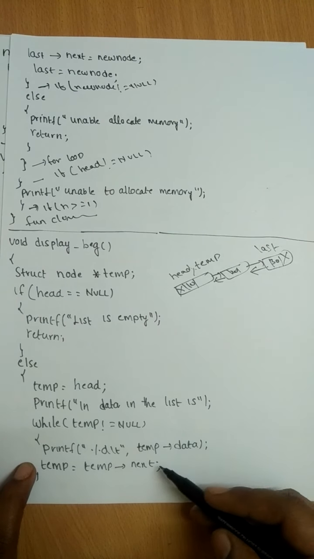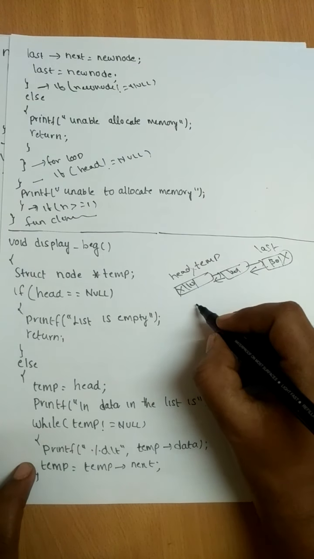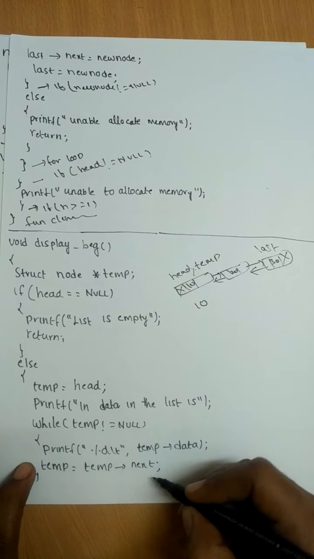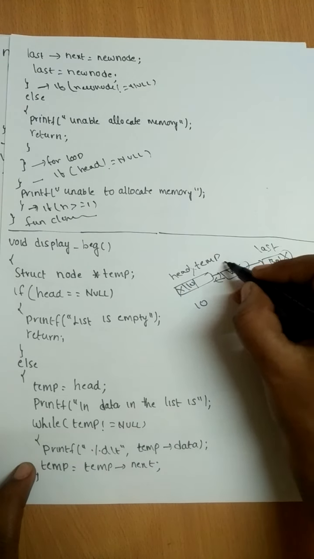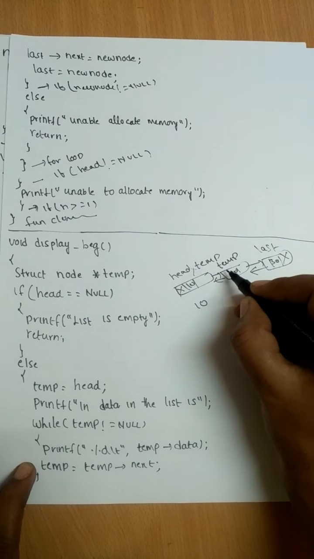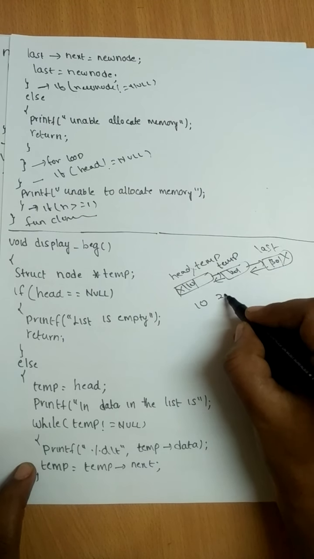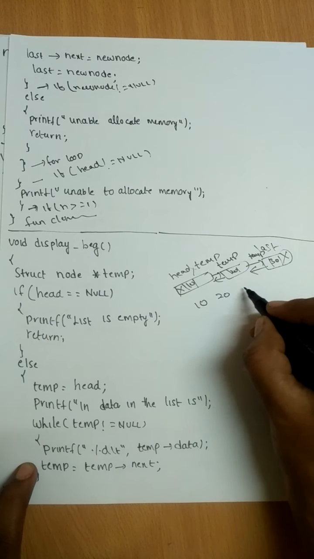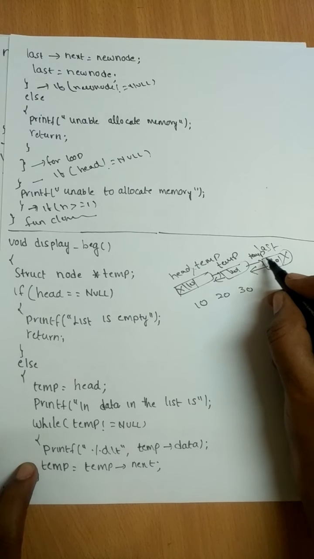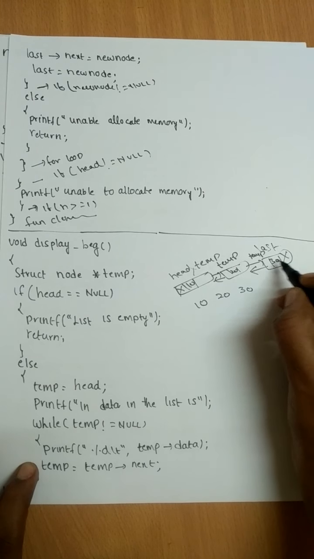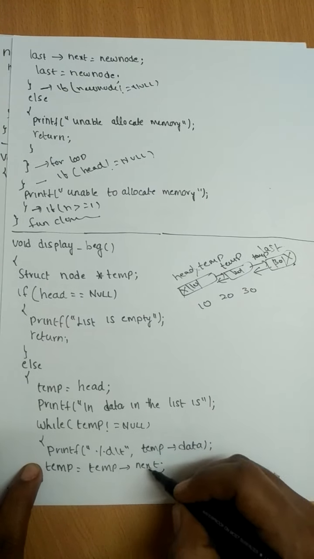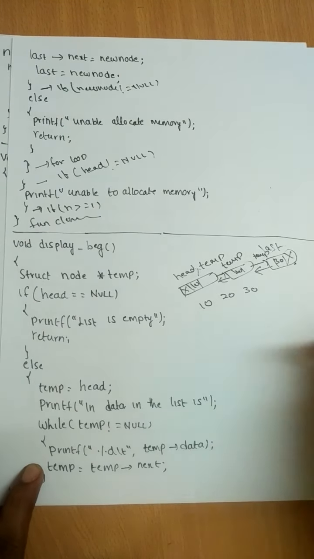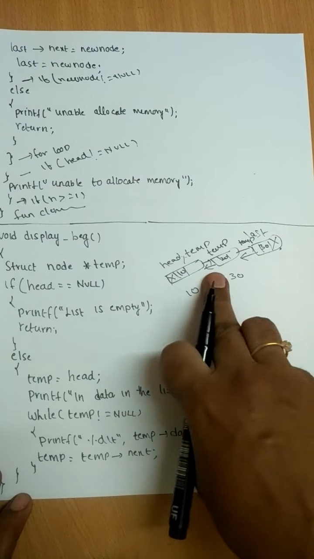What we have to do? Print temp data. What is the temp data present? 10. Then temp equal to temp of next. Temp moves here and checks temp as null. Temp is not null, so prints data and temp equal to temp of next. Temp moves here and prints temp data and temp equal to temp of next. What is there in the temp of next? Null. This condition fails, so it stops the execution of this function and displays all values in the list: 10, 20, 30.